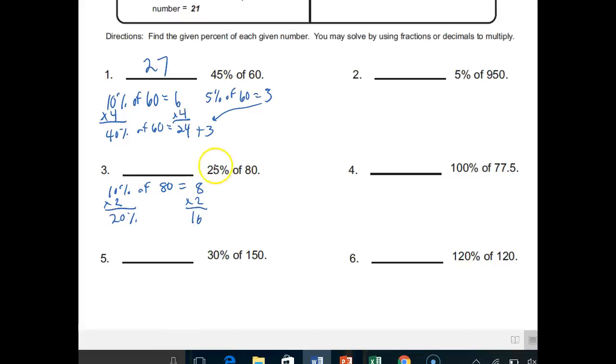Okay, now I have 5% left over because I'm only at 20%. So what is 5% of 80? I'll say, okay, if 10% of 80 is 8, 5% is half of 10. So what is half of 8? It's got to be 4. So what's my answer? 16 plus 4 gives me 20, right?